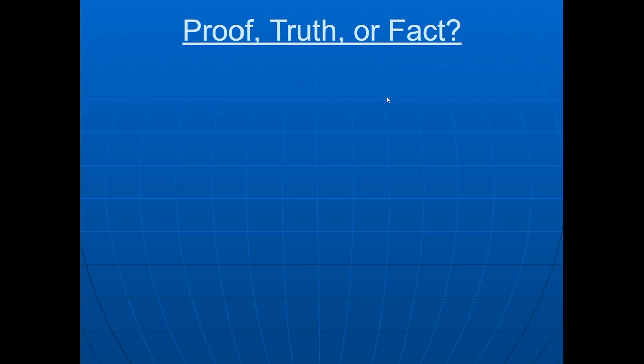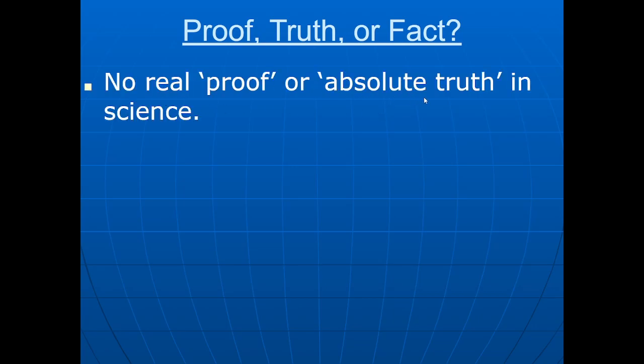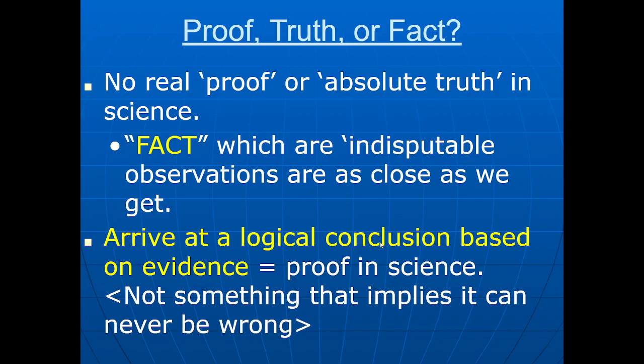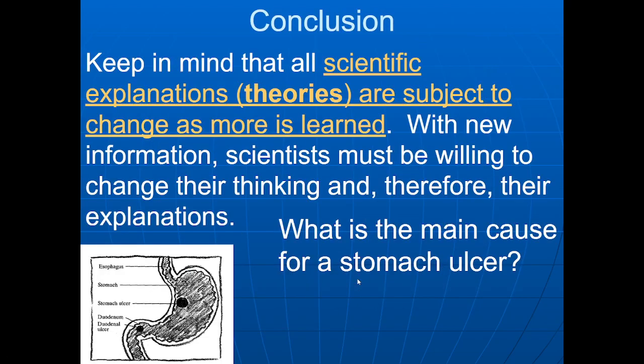Proof, truth, or fact. There is no real proof or absolute truth in science. Facts, which are indisputable observations, are as close as we get. Scientists arrive at a logical conclusion based on evidence. Proof in science is not something that implies it can never be wrong.